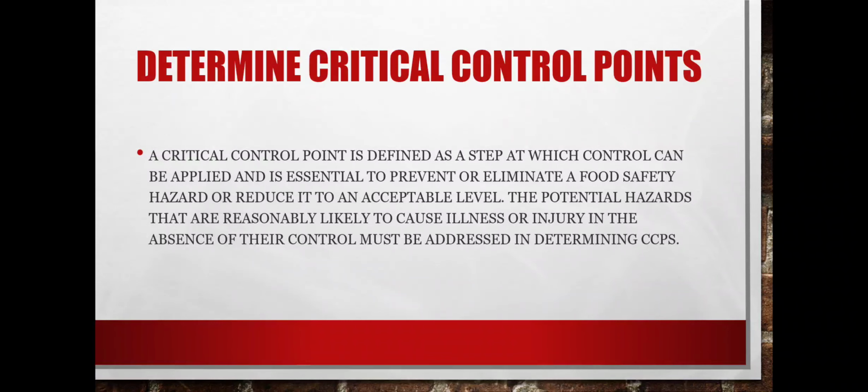A critical control point is defined as a step at which control can be applied and is essential to prevent or eliminate a food safety hazard or reduce it to an acceptable level. The potential hazards that are reasonably likely to cause illness or injury in the absence of their control must be addressed in determining CCPs.